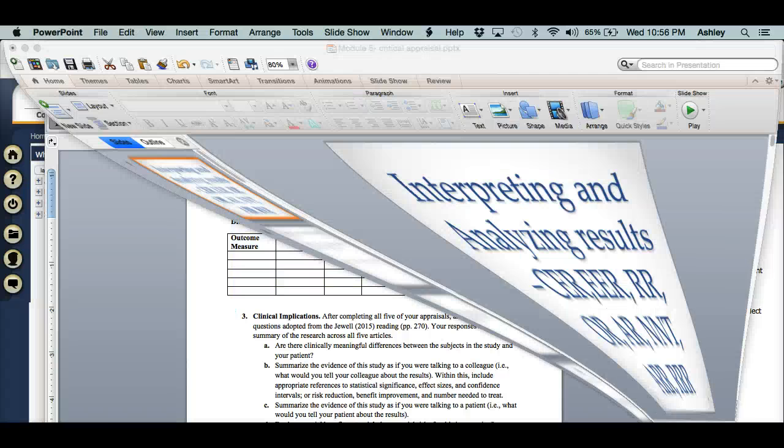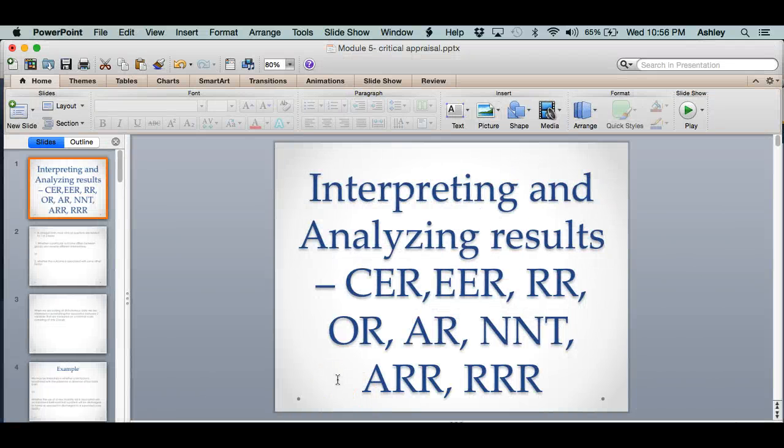So let me pull up my actual PowerPoint here. Okay, so we're going to talk about interpreting and analyzing results. We're going to look at CER, EER, RR, OR, AR, NNT, ARR, and RRR. I know, there are a lot of these, but don't worry, I'm going to go through each.